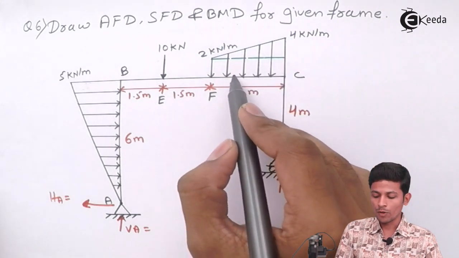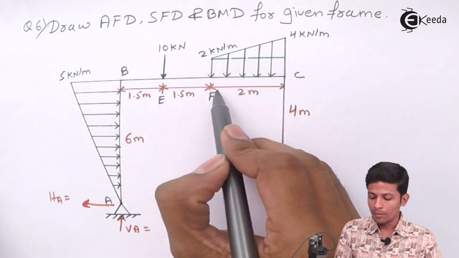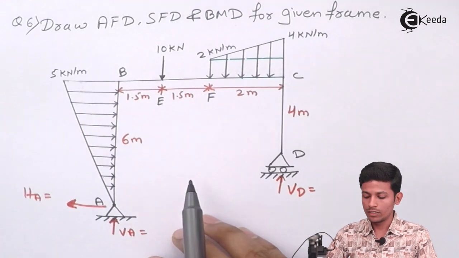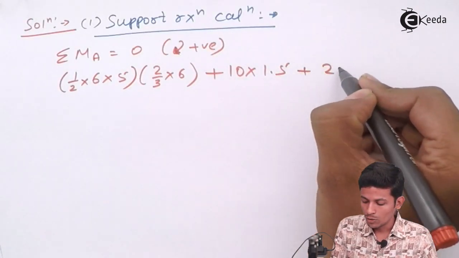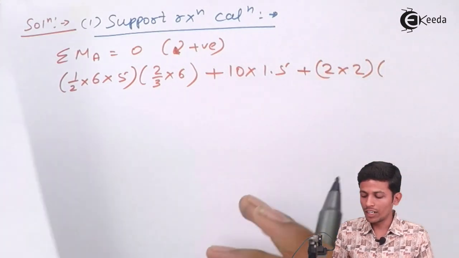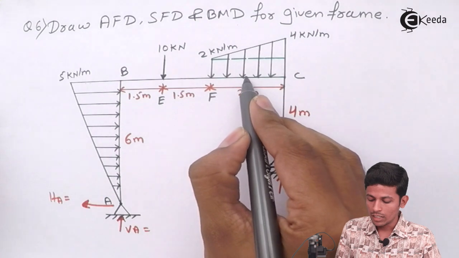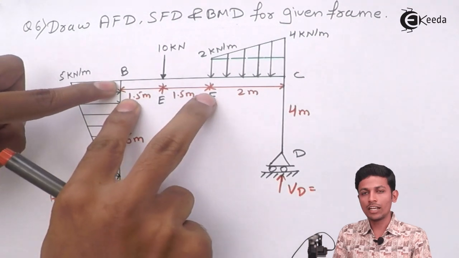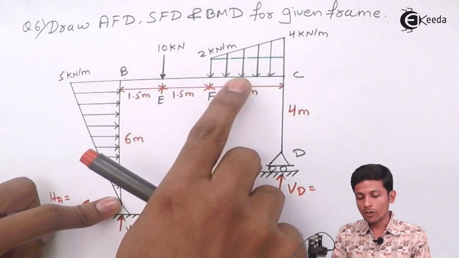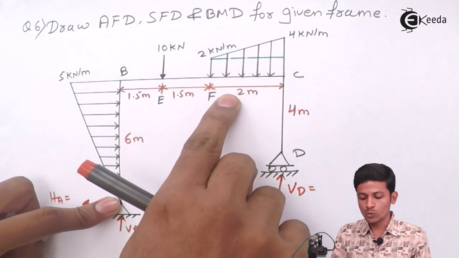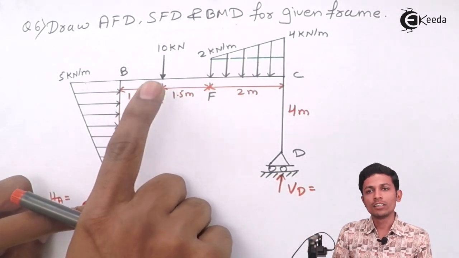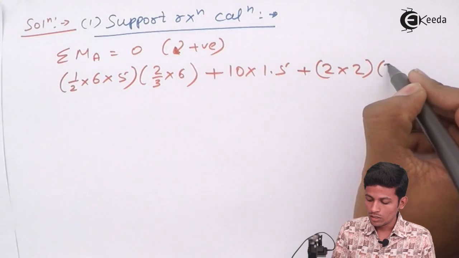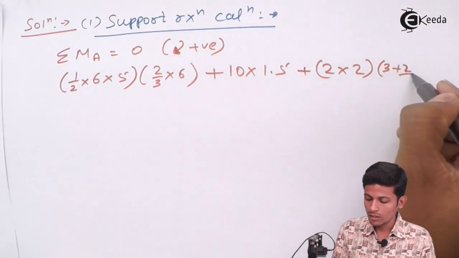First take the UDL. What is a UDL? UDL is nothing but 2 into 2. This also comes positive. 2 into 2, this is force. What is the perpendicular distance? See, the perpendicular distance will be 2 by 2 plus this distance. See, this 3, because we are taking moment over here. So this will divide into two parts, this 1 and this 1.5, this 1.5 total will come 3, plus 1. So 3 plus 1, sorry, 2 by 2, which is 1.